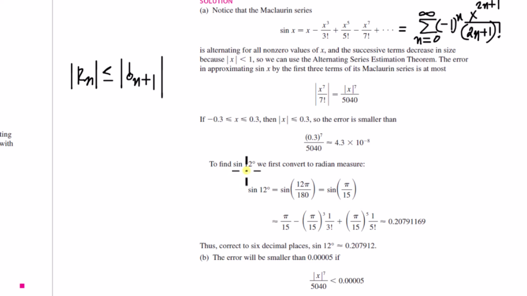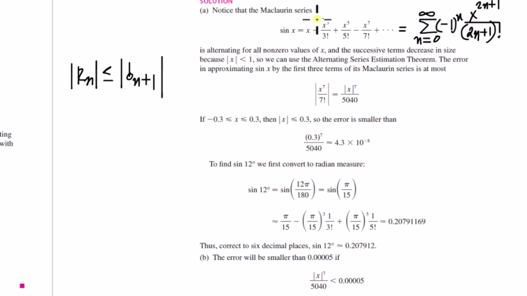So when we convert 12 degrees to radians, that's pi over 15. Pi over 15 is less than 0.3. So they plug pi over 15 into the T sub 5 Taylor polynomial, and there you go. This is accurate. If you plugged sine of pi over 15 into your calculator, the result would be within 4.3 times 10 to the minus 8 of this. And that's better than 6 decimal places.